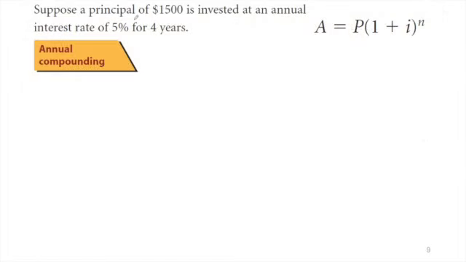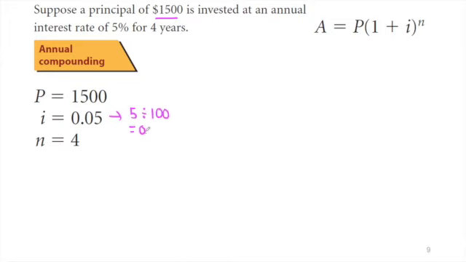Okay, so suppose a principal of $1,500 is invested at an annual interest rate of 5% for 4 years. What you're going to do is figure out what your P is. The amount of money you put in is $1,500. Your interest rate is 5%, so you take 5% divided by 100, and that equals 0.05. And then it tells you for 4 years, so n is equal to 4.